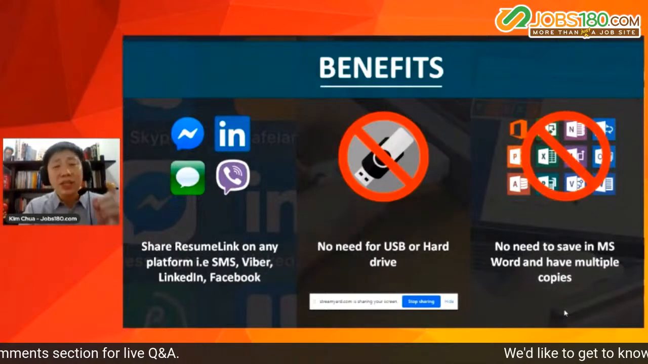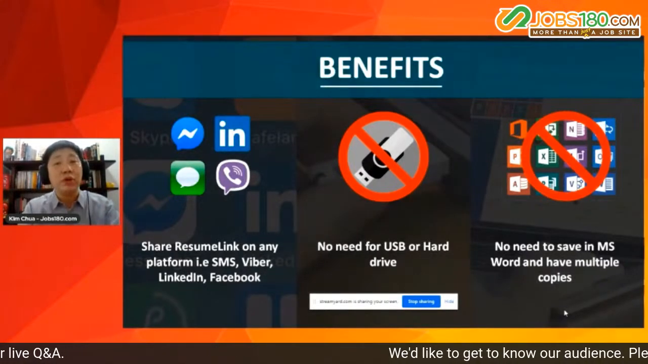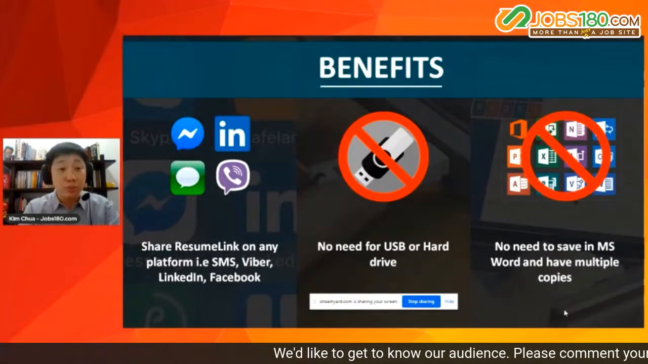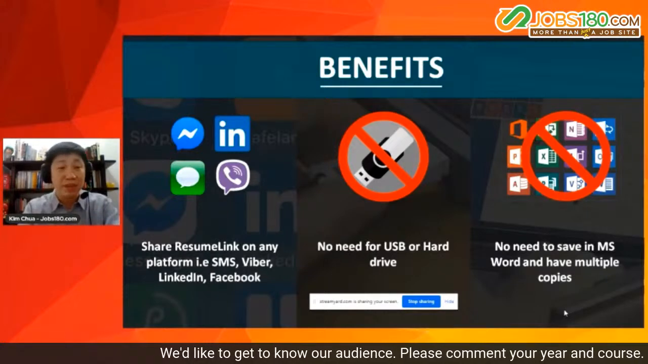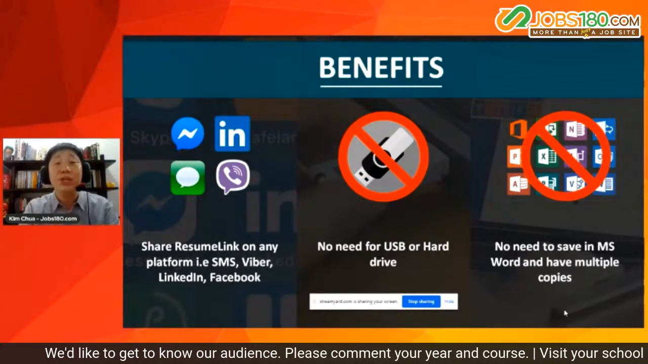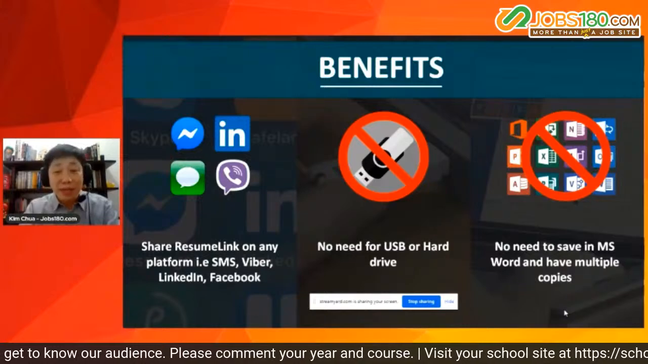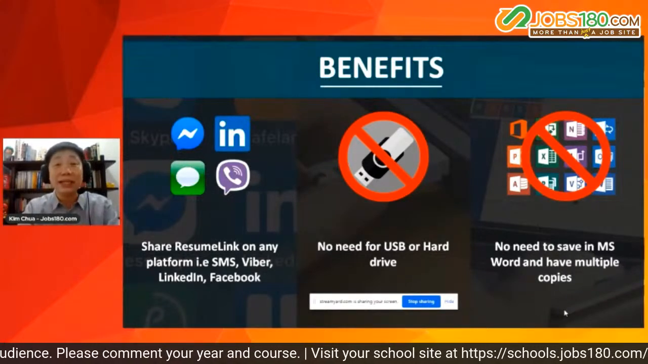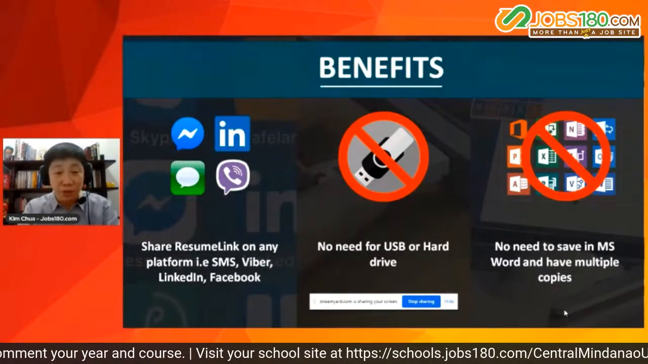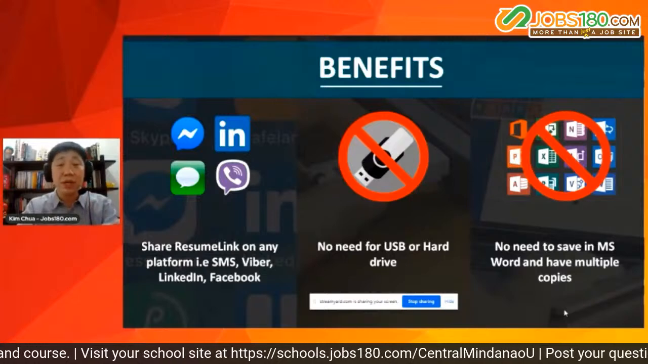Marami pang iba. You can share your resume link to whatever platform you want to share it to. Gusto mo i-text? Gusto mo siya i-private message? Gusto mo i-send via Viber? Kayo bahala. Pwede mo i-share. Basta kayo may control. Ganun lang kasimple. Kung hindi mo ito binigay sa kahit kanino, hindi malalaman to nung taong yon. And you don't have to save it to whatever USBs or hard drive.